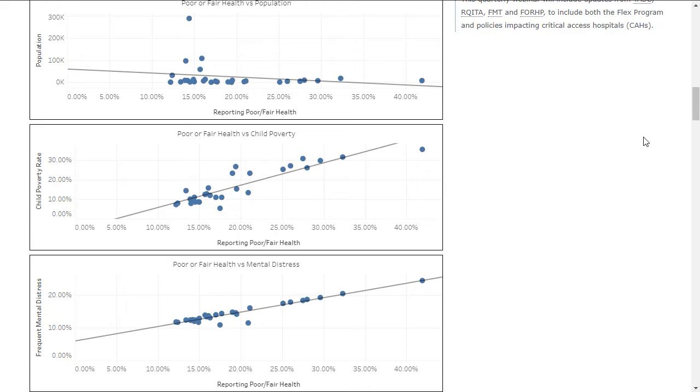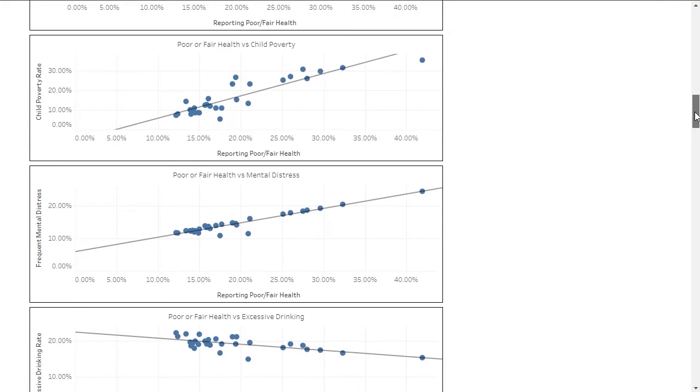Child poverty is the percentage of children under the age of 18 that are living in poverty, where poverty status is defined by the family's income relative to the indicator for that size of family. And you can see that the range is from 0 to approximately 30%.